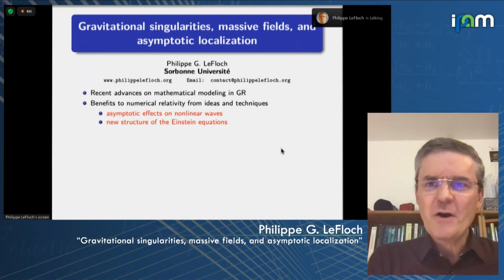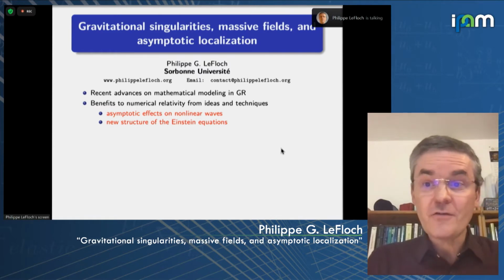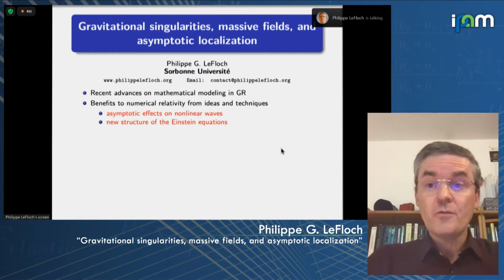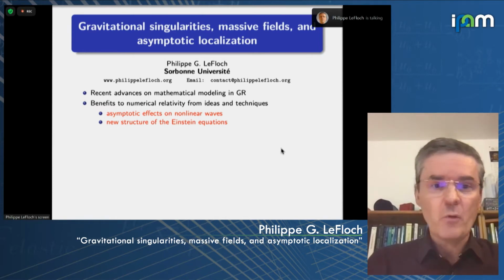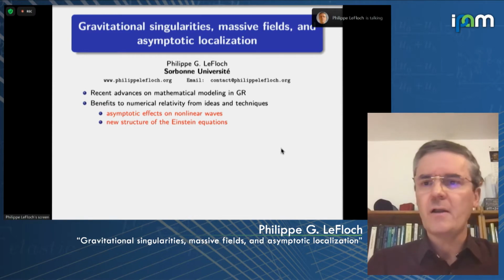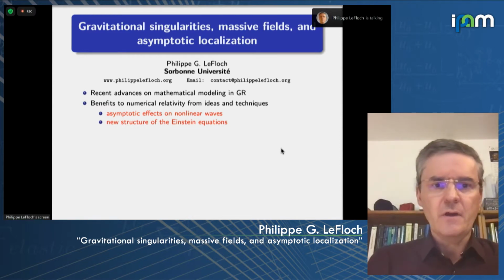My lecture will be about interfaces and how you define junction conditions for interfaces and how you can ensure that these conditions are satisfied at the numerical level. So I'm going to take information from mathematical modeling in GR and ideas from numerical analysis and take into account new structure for the Einstein equations and questions, advances that have been made about the effect of small scales on the propagation of nonlinear waves.